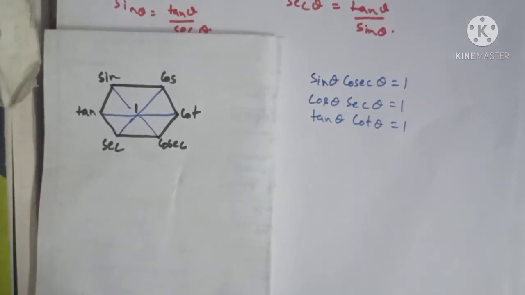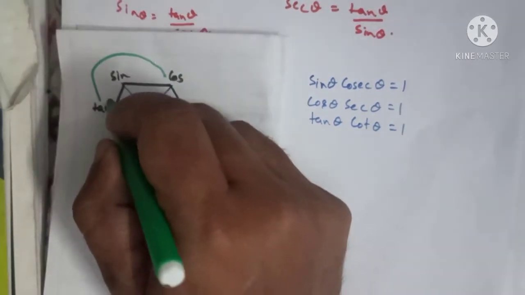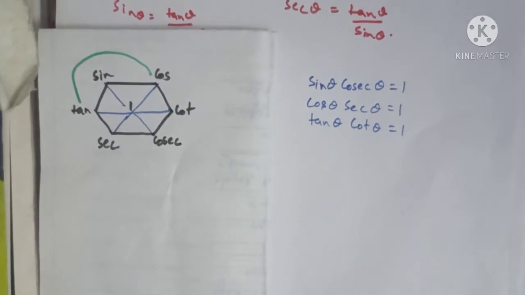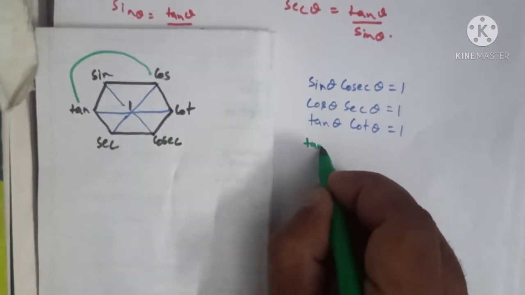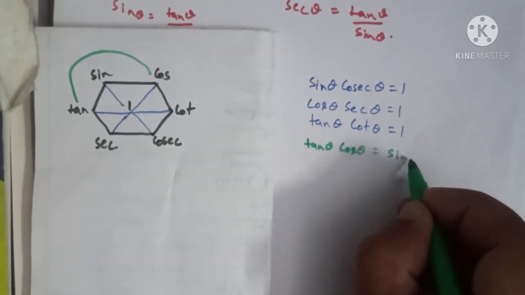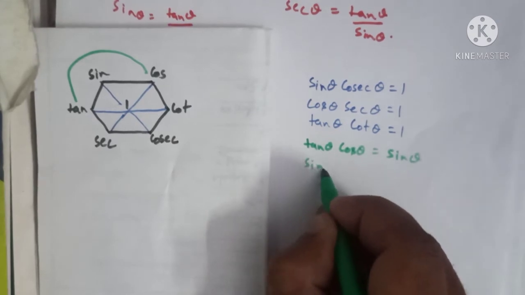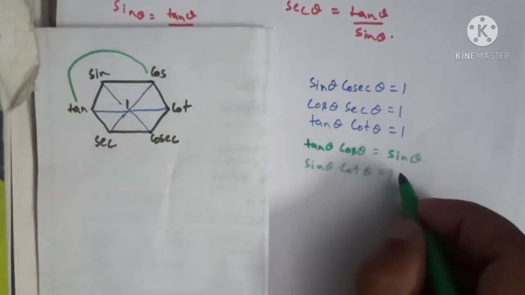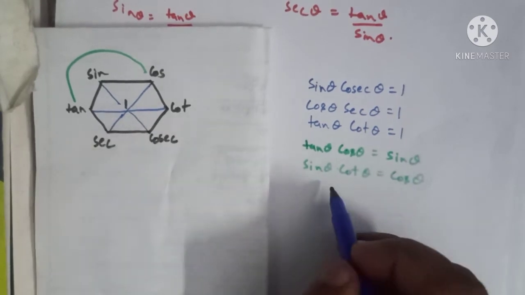One more thing. If we look at tan theta and cos theta, between them we have sin theta. So another set of properties: tan theta into cos theta is equal to sin theta, and cos is coming between sin and cot, so sin theta into cot theta equals cos theta.